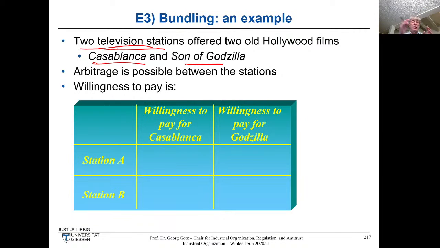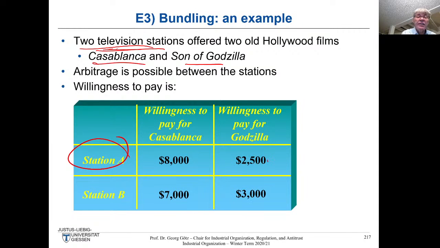You know Casablanca, these Ingrid Bergman, Humphrey Bogart classics, high culture and so on, whereas Son of Godzilla is more like trash. And so you sell them to two different television stations. Station A, call it Arte, this French-German cultural channel. Of course, Arte will have a high willingness to pay for Casablanca, but a much lower willingness to pay for this trash film, Son of Godzilla.